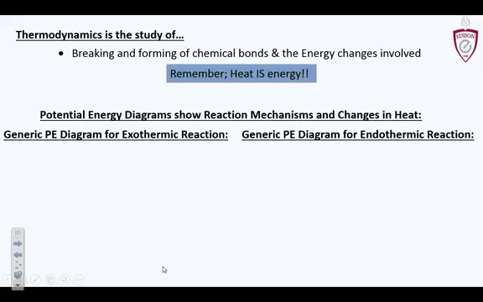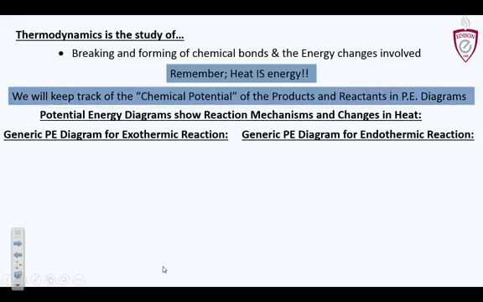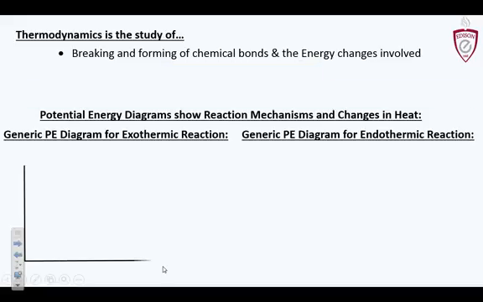All right, well, let's start off with this. Remember, heat is energy. We learned this a while ago. So we got to remember that. We're going to keep track of that chemical potential, that heat and that energy in our products and reactants in a potential energy diagram. So this is like we're looking at a graph of a reaction over time. Let's draw a generic one for exothermic.